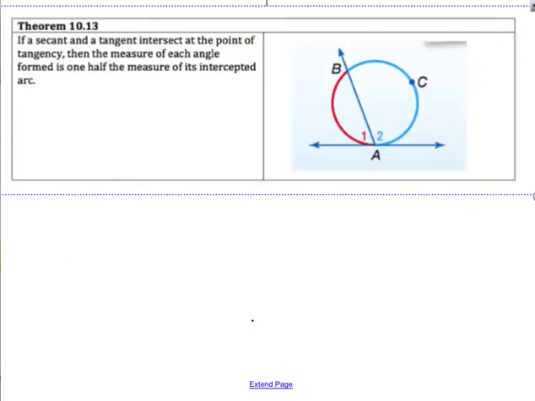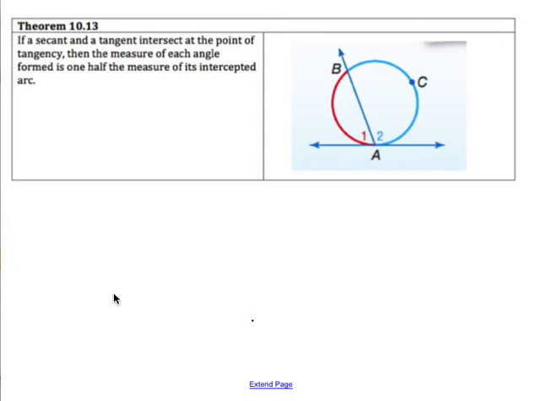Next, let's go ahead and take a look at this last theorem here. This theorem says if a secant and a tangent intersect at a point of tangency, then the measure of their angle is 1/2 the measure of its intercepted arc. So what does that mean?